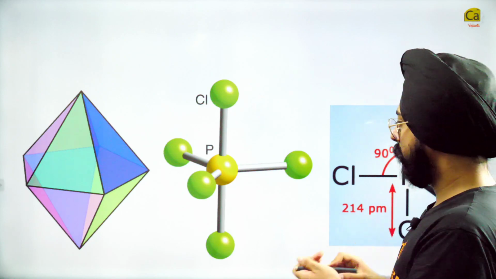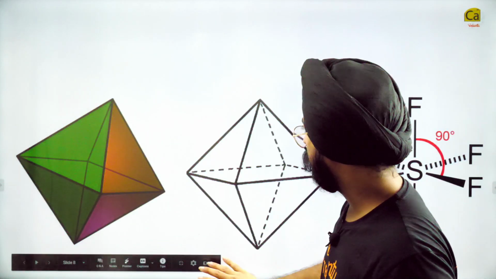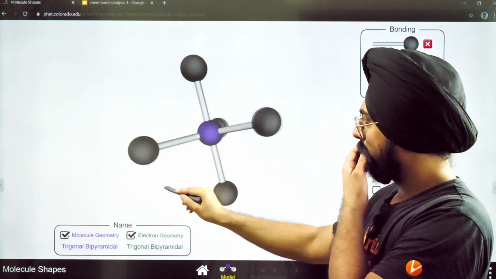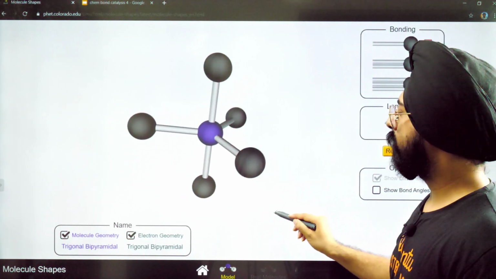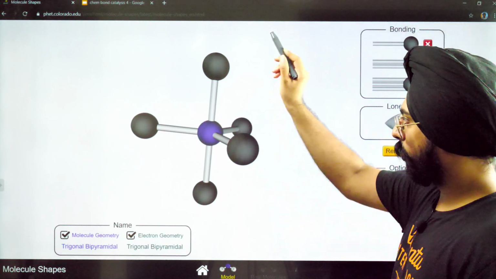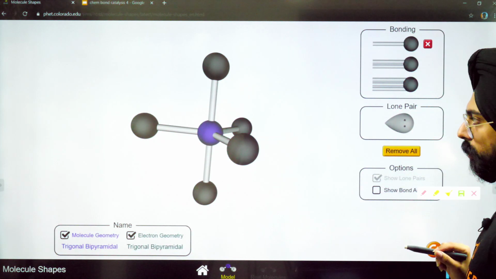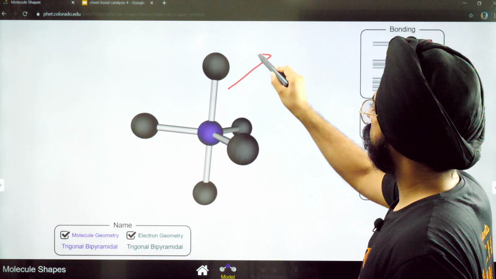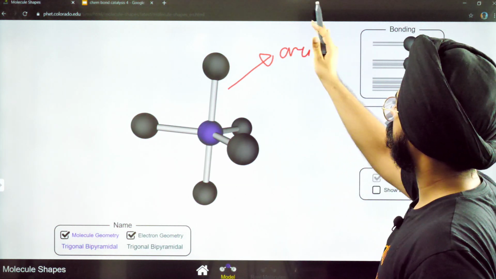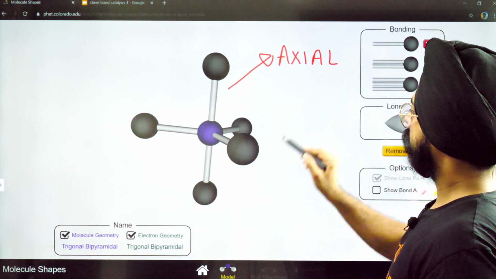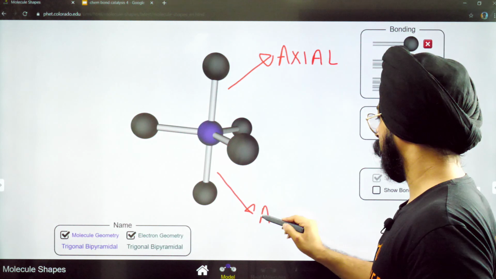Let me explain this on the same page. Let me show it to you in the page where we have the 3D image. Yeah, this is the case. So the bond that is going towards the top and the bottom, those are known as axial bonds. Okay, this bond will be called an axial bond. This is also an axial bond.